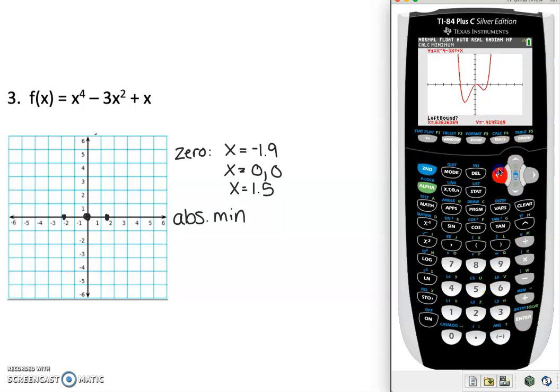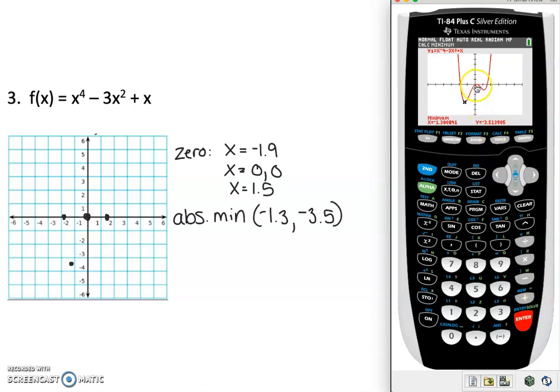It takes a little bit, but I've got to get it to the left. Enter, to the right, enter, and guess. So my minimum occurs at the ordered pair, negative 1.3, comma, negative 3.5. And that's an approximation. So I'm going to graph that now. The absolute lowest it goes.